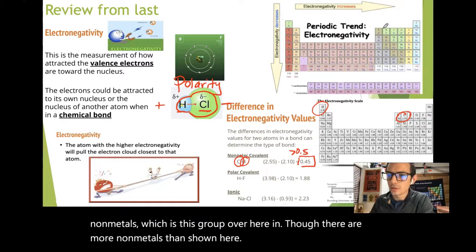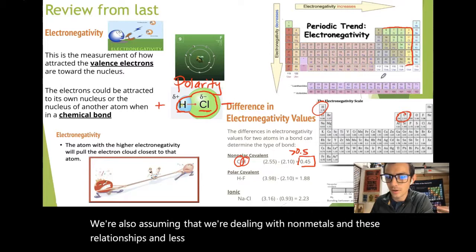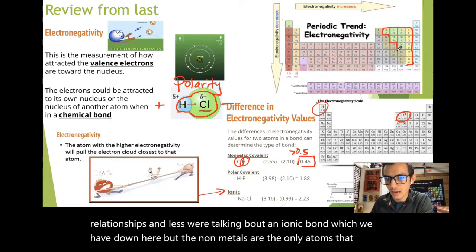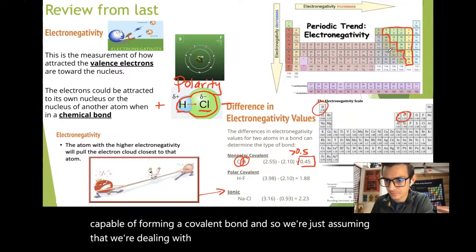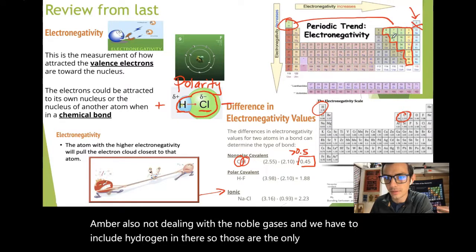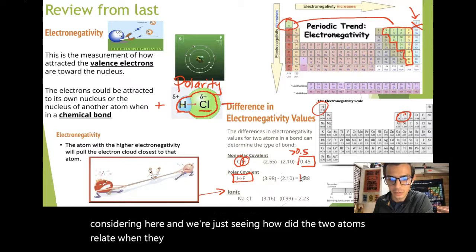We're also assuming that we're dealing with non-metals in these relationships, unless we're talking about an ionic bond, which we have down here. But the non-metals are the only atoms that are capable of forming a covalent bond, and so we're just assuming that we're dealing with non-metals. We're also not dealing with the noble gases, and we have to include hydrogen in there. So those are the only atoms that we're considering here, and we're just seeing how the two atoms relate when they bond, and what the total value is going to be.